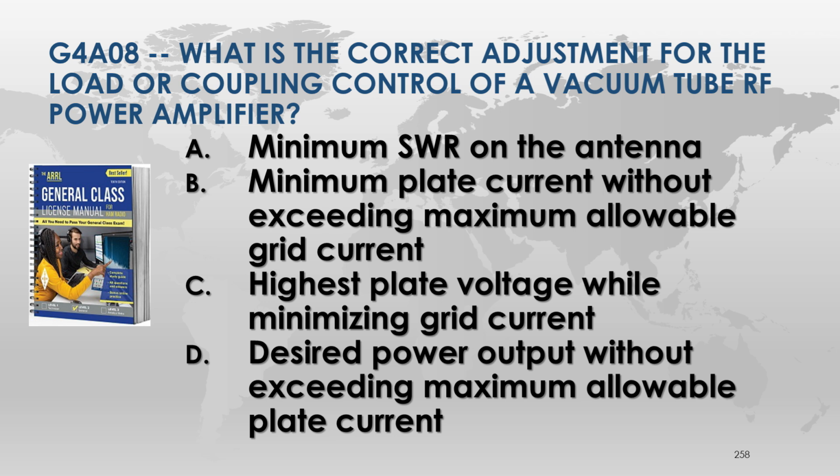Okay, minimum plate current without exceeding maximum allowable grid current. Okay, so if I got minimum plate current, can I get close to a maximum? You can. So first, understand the question. Load or coupling control of vacuum tube RF power amplifier. Delta. This is one of the ones where they're trying to get you to read it too fast. Really, that's all it is.